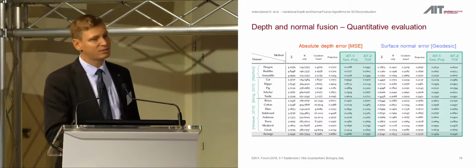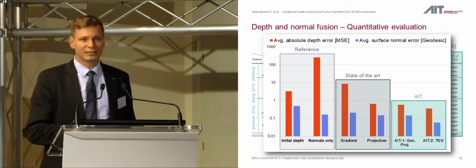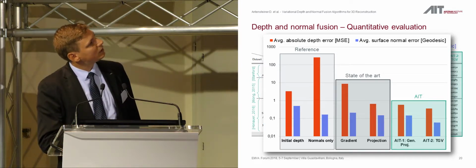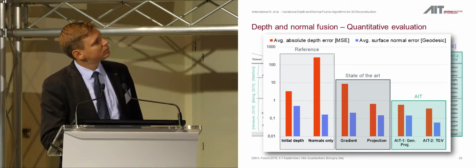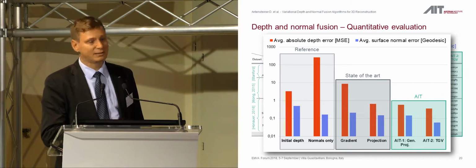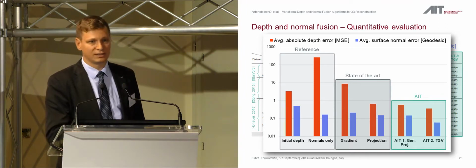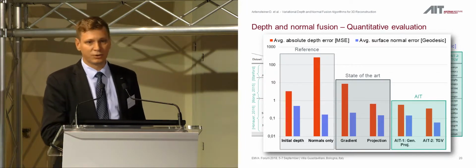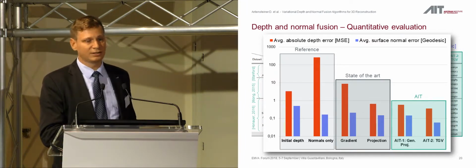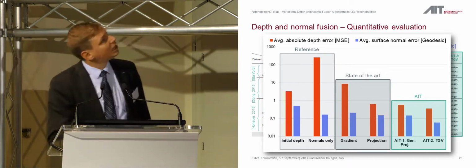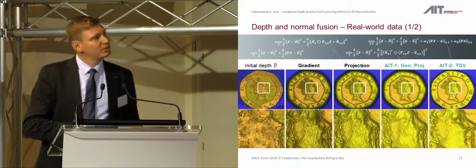There are plenty of numbers and comparisons, but these are the overall plots. The reference, initial normals and initial depth model, very bad. With the state of the art, it's better, and with our two approaches, it's again better than the state of the art. And our TGV approach, which we use in our current technology, is ranked among the best in all our testing cases. Good. Now some real examples.